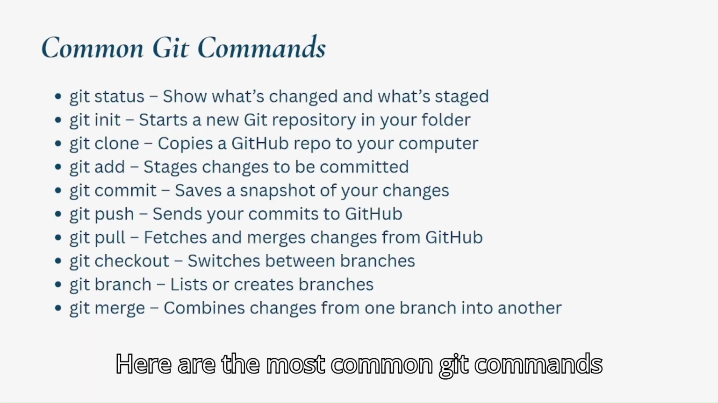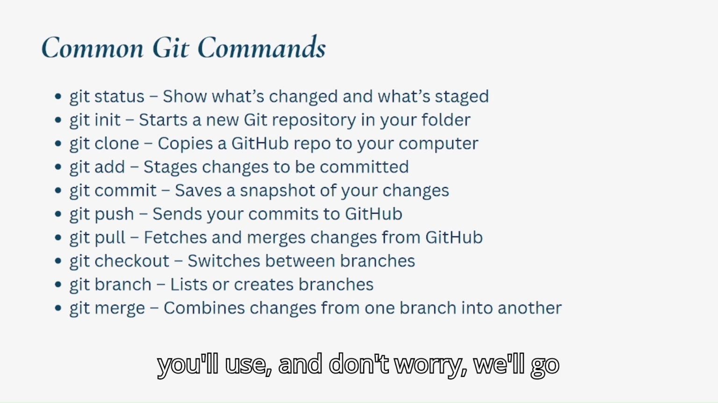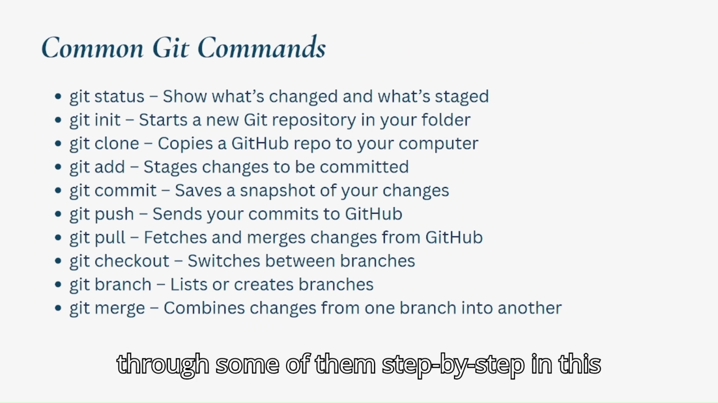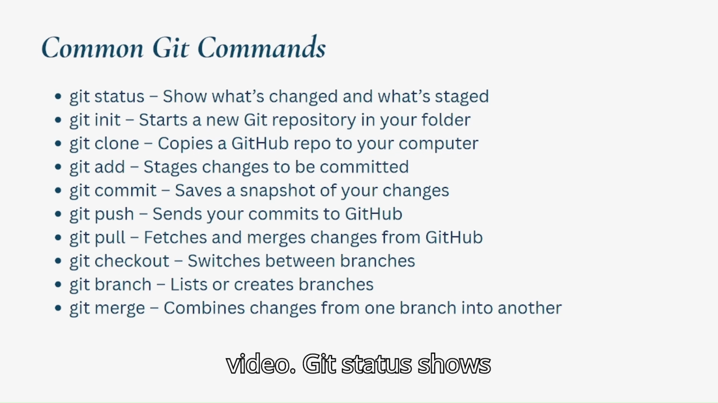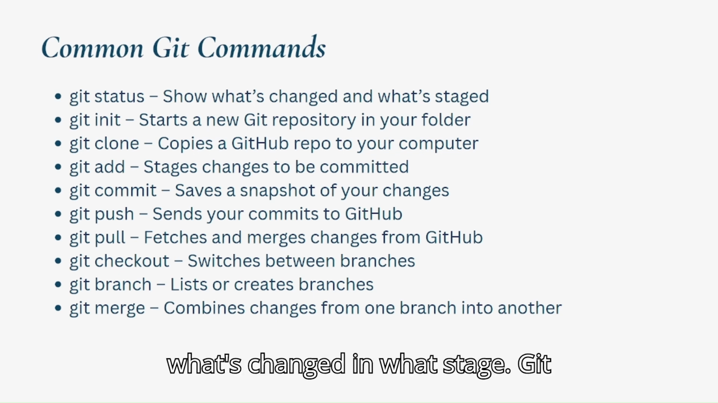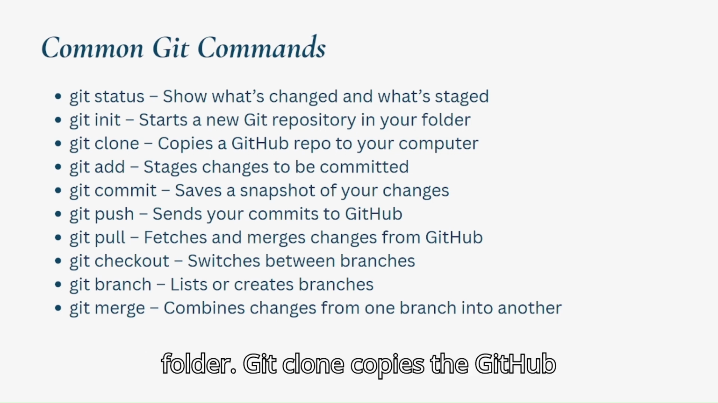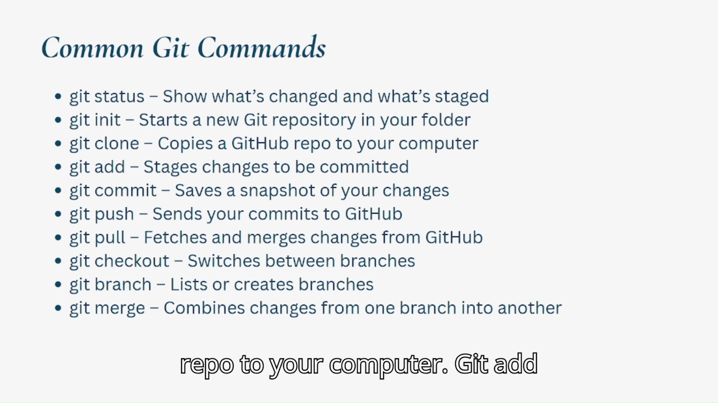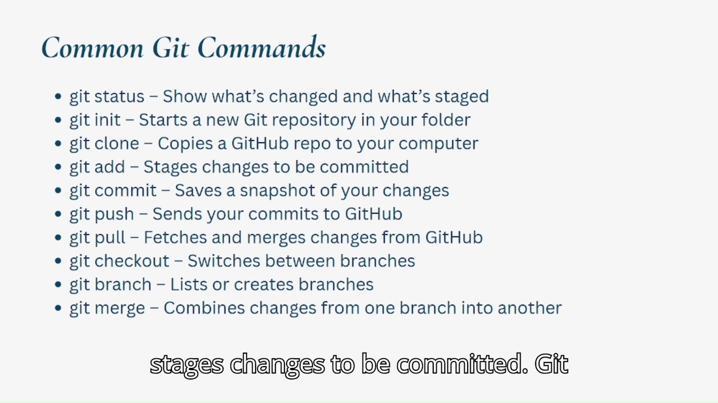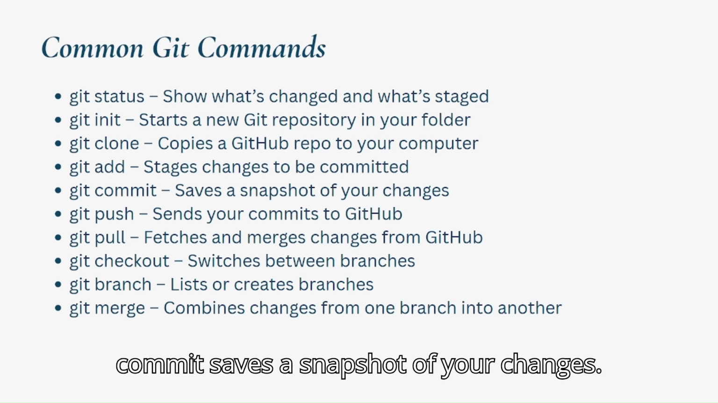Here are the most common Git commands you'll use, and don't worry, we'll go through some of them step by step in this video. Git status shows what's changed in what stage. Git init starts a new Git repository in your folder. Git clone copies a GitHub repo to your computer. Git add stages changes to be committed. Git commit saves a snapshot of your changes.